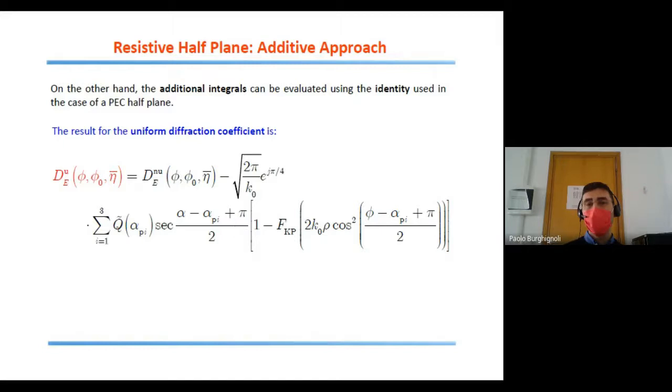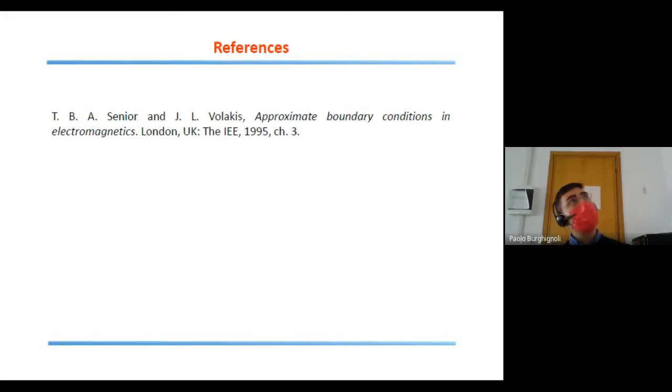What I've said in this lesson, as in the previous one, is taken from this beautiful book by Senior and Volakis, Approximate Boundary Conditions in Electromagnetics, where the title is quite misleading because the title actually corresponds to perhaps only the first 2 chapters of the book, because the rest of the book is the application of those boundary conditions to scattering problems. And in particular, chapter 3 deals with the Wiener-Hopf method that I have tried to explain to you. The next chapter deals with Maliuzhinets' theory, and then there are other beautiful chapters after that.